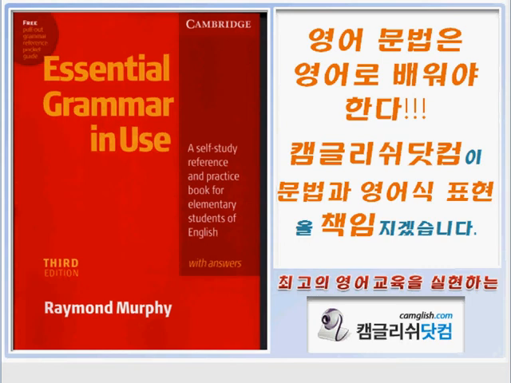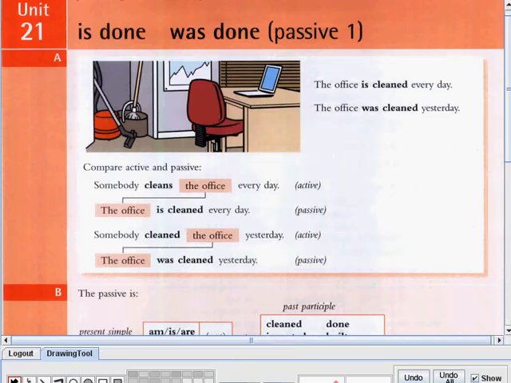I'm Teacher Angel, and I'll be teaching you today about grammar in the book Essential Grammar in Use, 3rd edition by Raymond Murphy. We're still now on learning the passive sentences, present passive and past passive form of sentences.